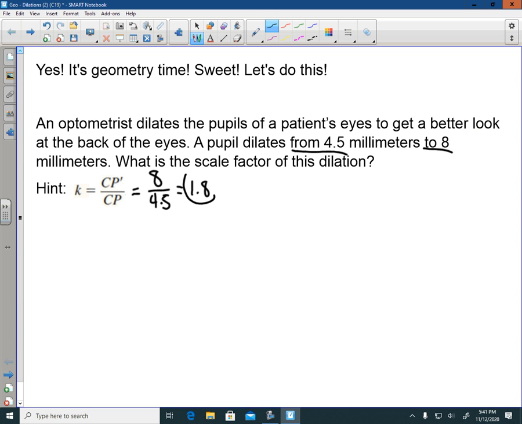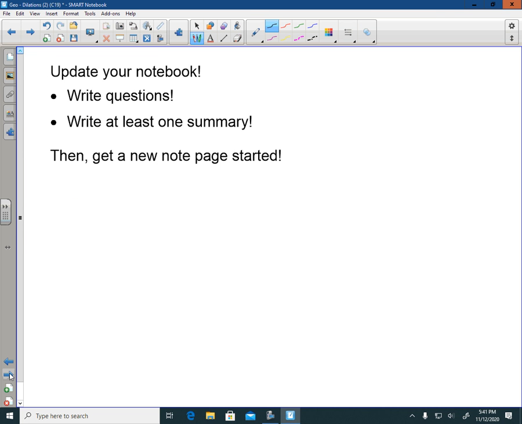That pupil has gone almost twice as big, but not quite. And there you go. That's how you calculate that. Keeping in mind that CP prime is the distance after the dilation, and CP is the distance before, you can calculate just about any scale factor. All right, it's notebook time. I don't even need to tell you what to do anymore, right? So I'm just going to let you pause the video, do it, and come on right back.